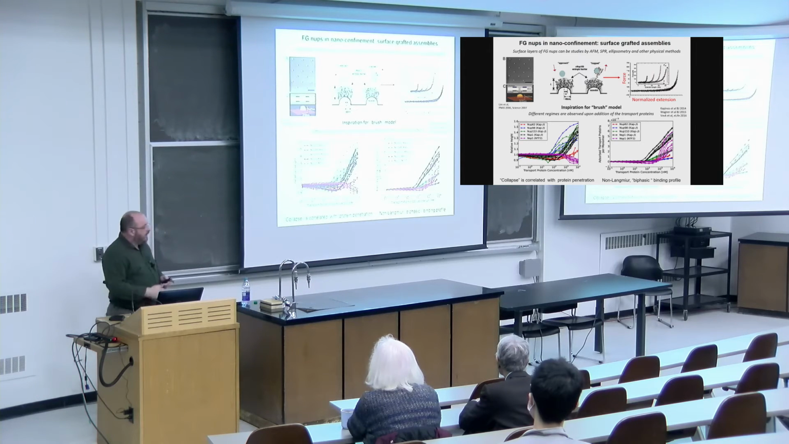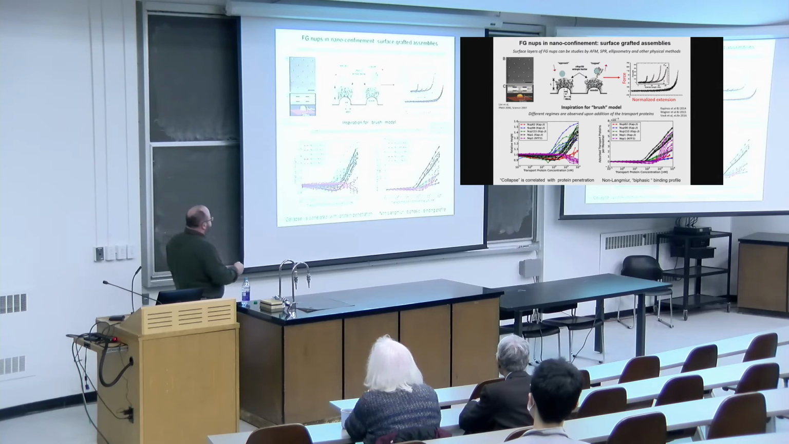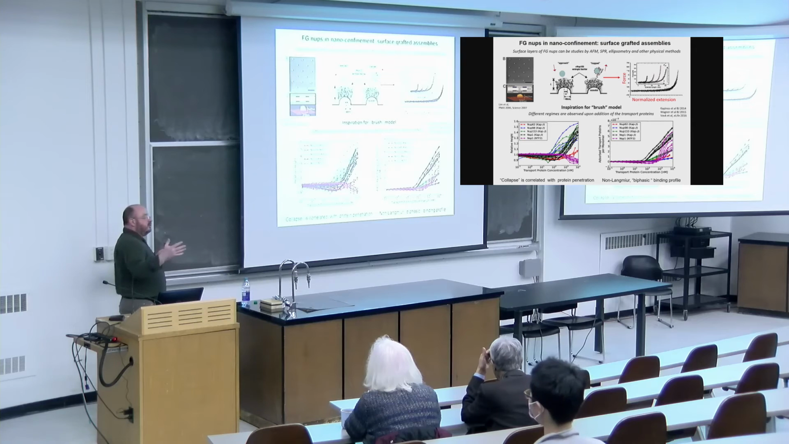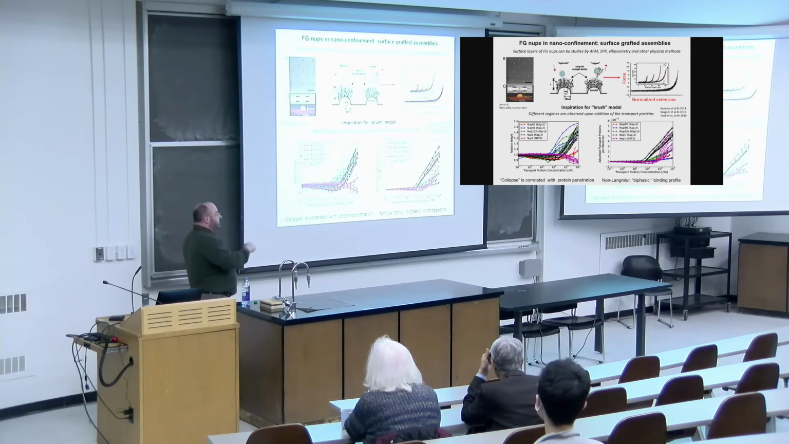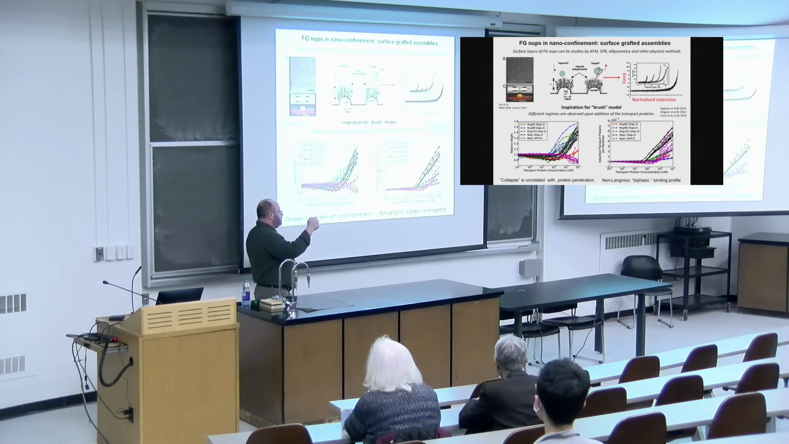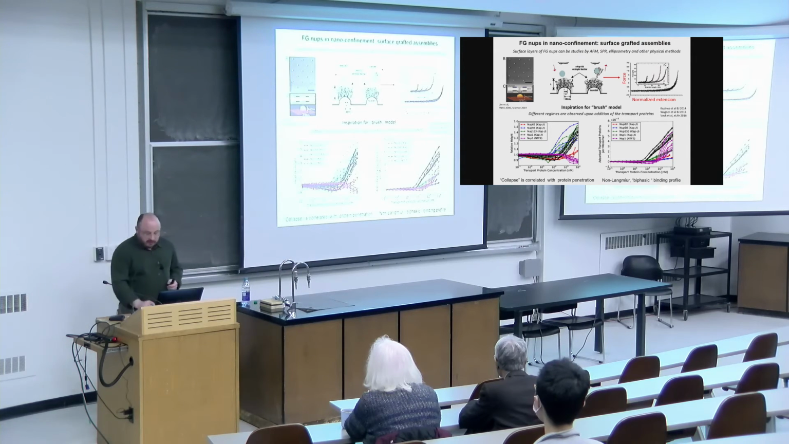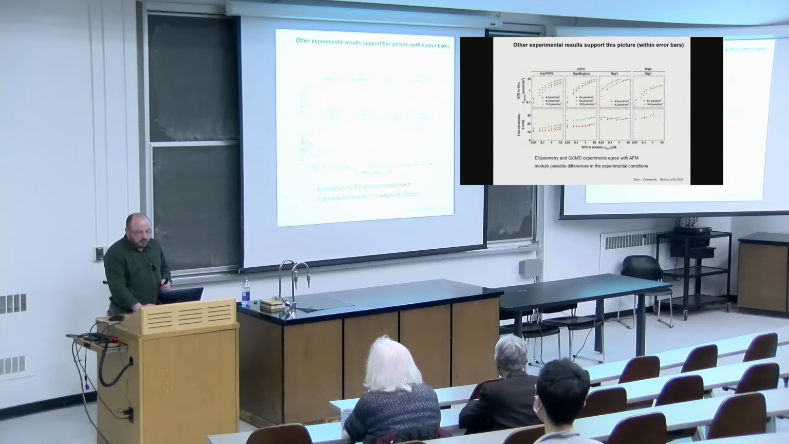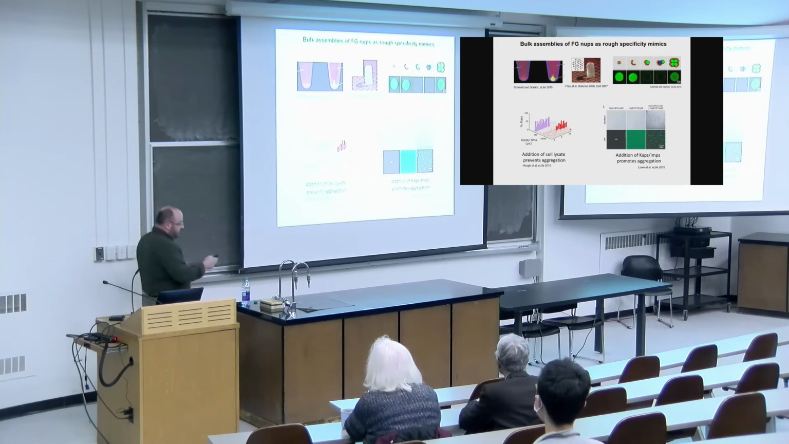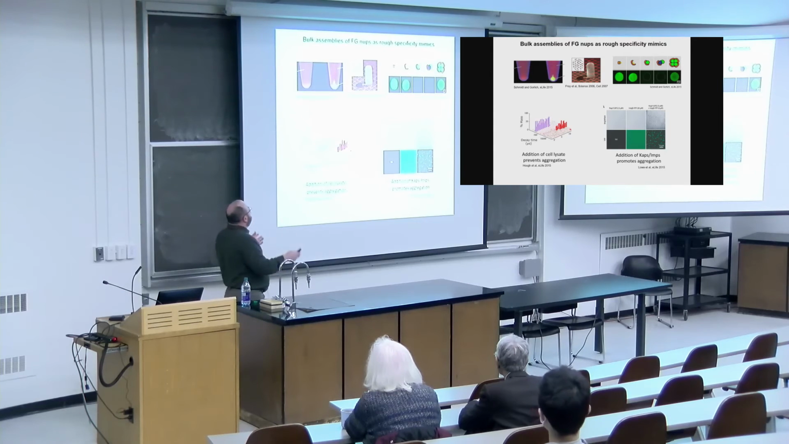And so the results of these experiments gave an inspiration to the so-called brush model, which is named after, well, in polymer physics, grafted layers of polymers are known as brushes. And this model essentially emphasizes this entropic repulsion between the chains and the transport proteins as the main component of the specificity barrier.